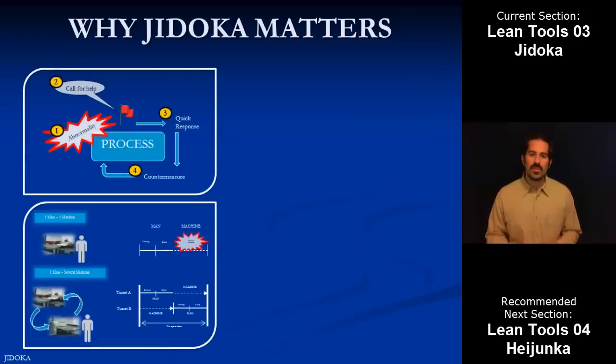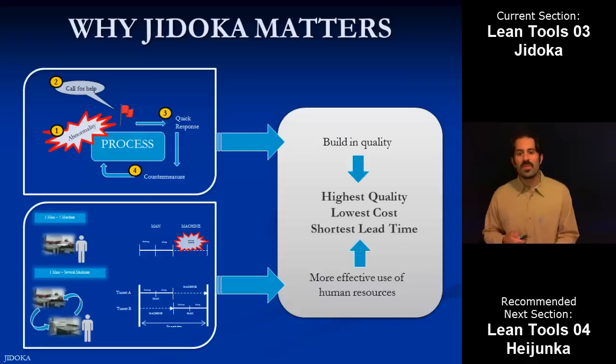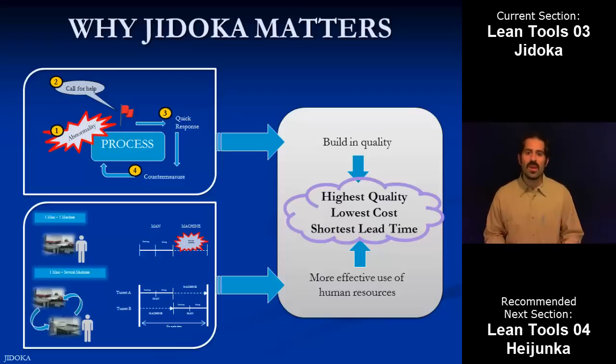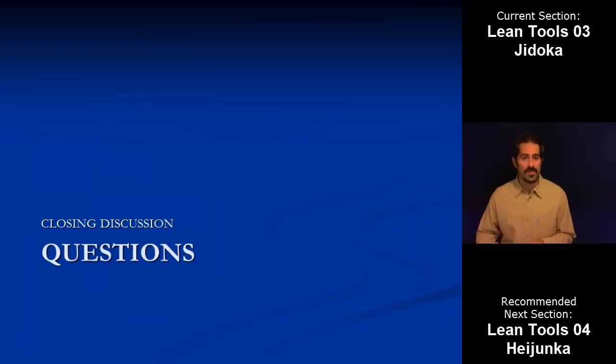And so just in summary, to wrap that up, why it really matters is that when we can build in quality and maximize our human resources, that really helps us drive towards our ultimate goals of highest quality, lowest cost, and of course shortest lead time. These two things, the concept of Jidoka, the skills that we've talked about with this, are really valuable and can be used in almost any incarnation and should be used in every process to make sure that we're being efficient and effective with our problem solving and our human resource.